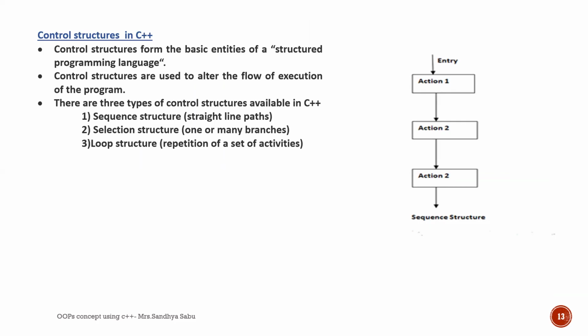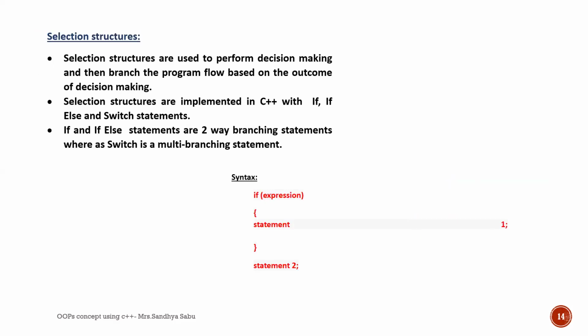The selection structure, based on some conditions, will select which way to follow. And the third one is the looping structure. Looping structures are also based on a condition, and it is going to do some process in a repeated mode. That's why it is called a loop structure. The most basic thing in a selection structure is the if and if-else statement.